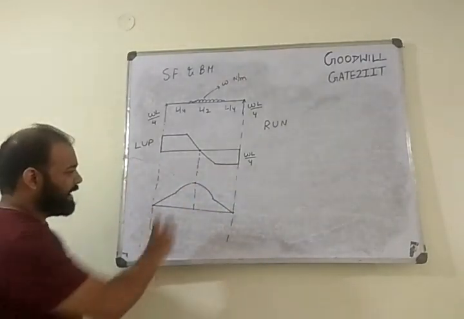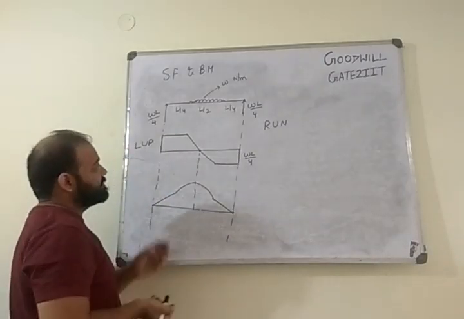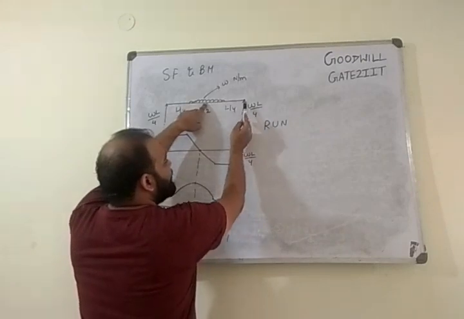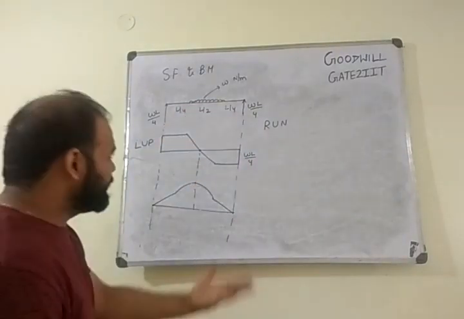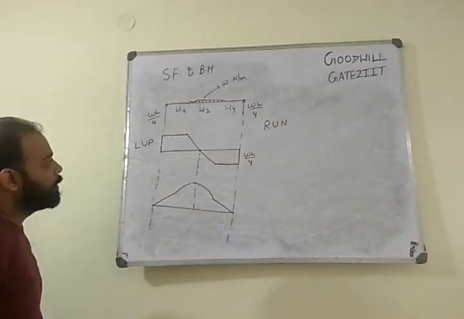I'm not interested in magnitude numbers. We can anytime write equations and calculate this. If someone asks you what this magnitude is, you can simply write a moment equation in terms of x and calculate the moment here at x equals L by 2. That's totally up to you how you want to formulate it. I hope it is clear.